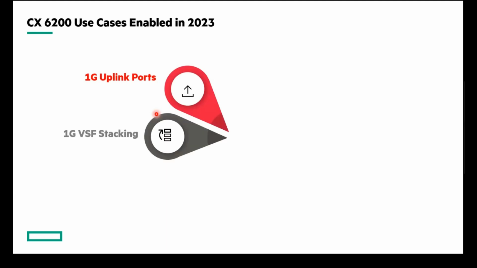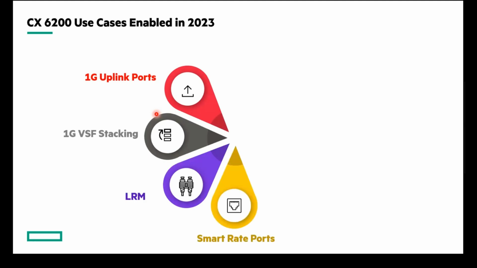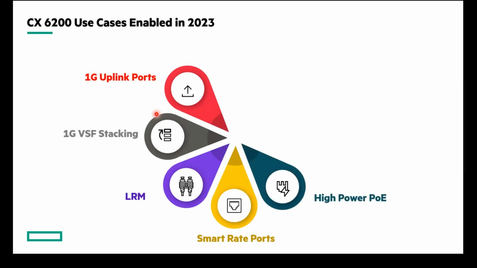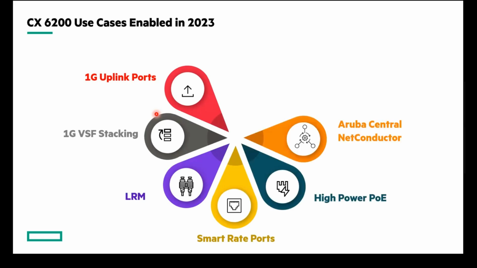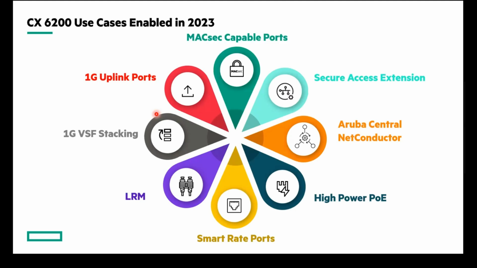So let me go from hardware to software capability in the list. First is SKUs with up to 1 gig uplinks. Next is ability to perform VSF stacking with 1 gig uplink and downlink ports. Next is LRM capability, smart rate SKU with high power PoE. On the software side, we have Aruba Central NetConductor support, secure access extension. And last but not least, the combination of hardware and software capability, that is MACsec capable ports. So here is the overview of the use cases. Let's understand the use cases one by one.